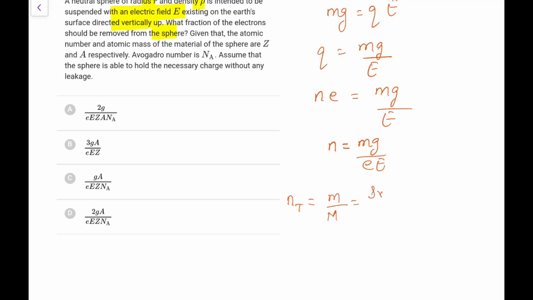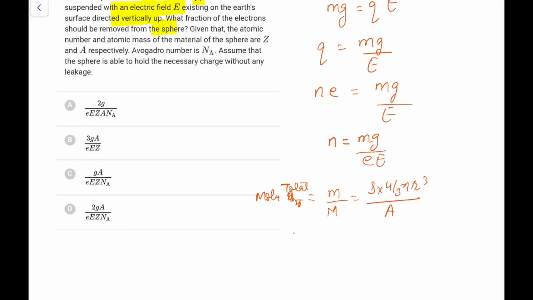Now mass is density into 4 by 3 pi r cube, and this molar mass I can write as A, because it would be around A only, because that is the mass number that you write. So this will give you the total number of moles. This is moles, sorry. So moles I should write, don't confuse it. Total moles is like this.